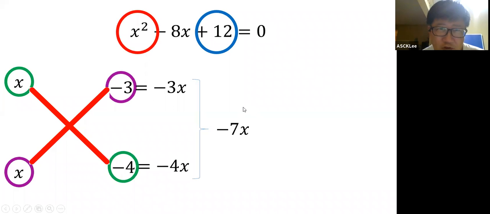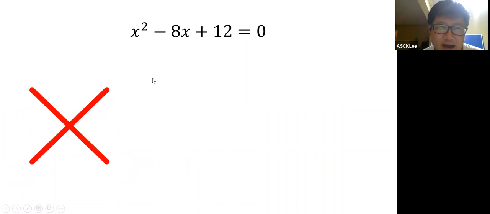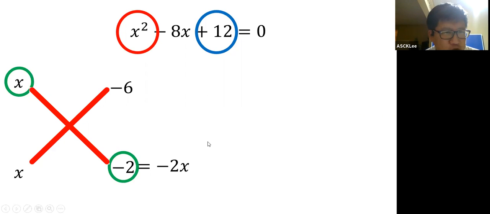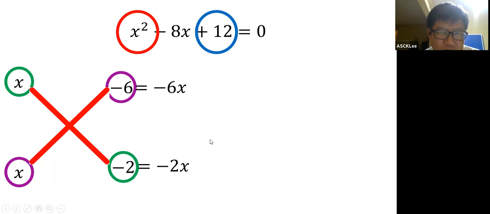So let's get back to the drawing board, with an empty slate. Again you ask yourself, how do you get x squared? It's x times x. How do you get a positive 12? We tried minus 3 times minus 4, we will not try that again. So let's try minus 2 and minus 6. Minus 6 times minus 2 is positive 12. And x times minus 2 is minus 2x, x times minus 6 is minus 6x. When we total up minus 2x plus minus 6x, hey, we get minus 8x, which means your factors are right there, x minus 6 and x minus 2.